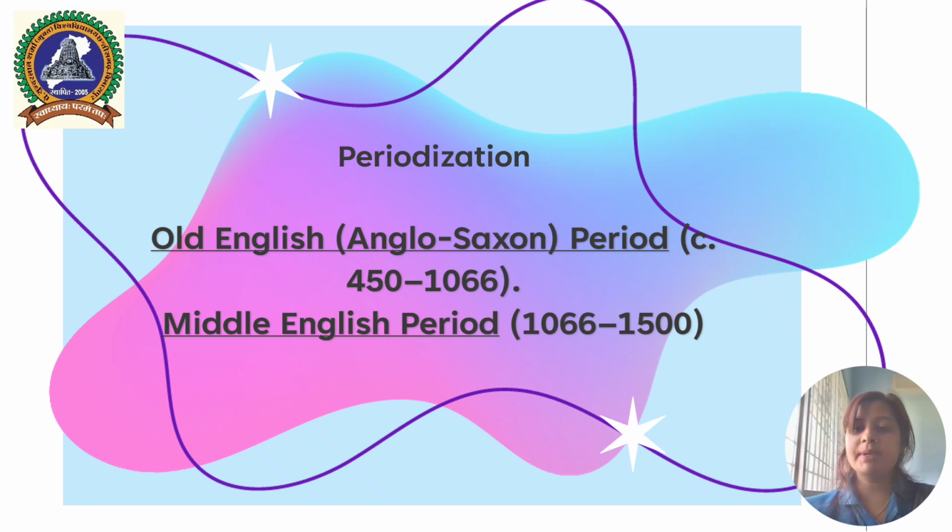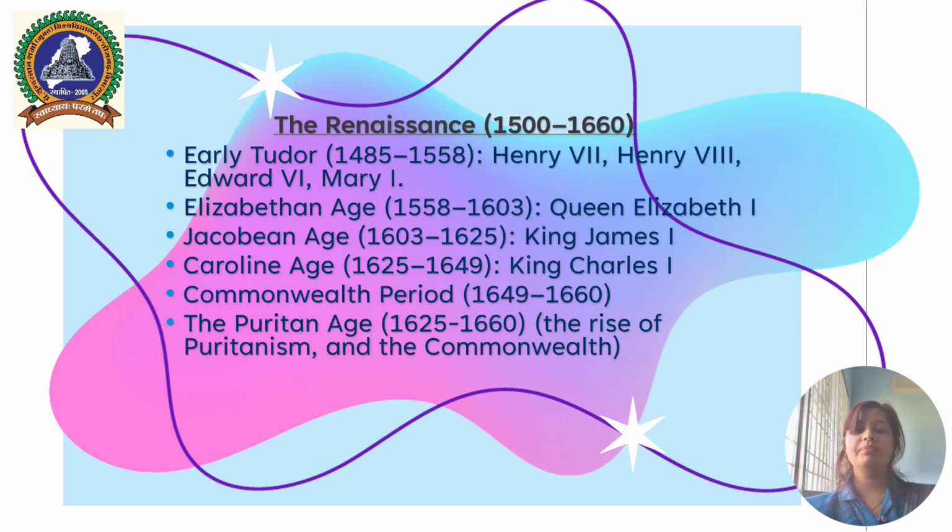The next few slides present a chronological series of periods of English literature along with their monarchs. In this slide, we will study the Old English, also known as the Anglo-Saxon period, dated from 450 to 1066. Then the Middle English period from 1066 to 1500. Then the Renaissance from 1500 to 1660. The Renaissance period covers the following ages: early Tudor, Elizabethan age, Jacobean age, Caroline age, Commonwealth period, the Puritan age.